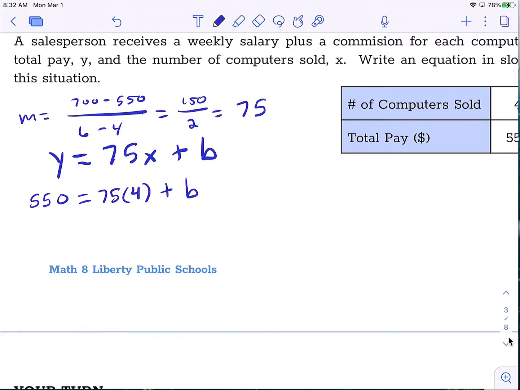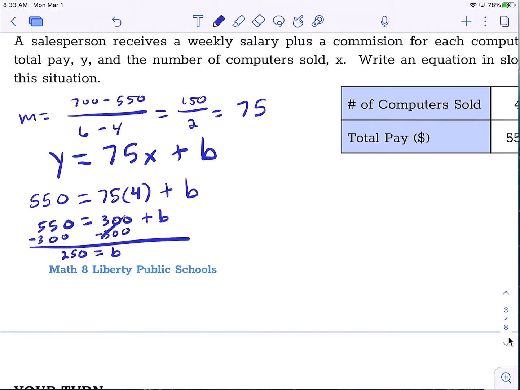I don't know what b is yet, but now look at what I have. I have an equation that has just one thing that we don't know. So now we're going back to 6th and 7th grade a little bit, and we're going to solve this algebra equation. The first thing I can do is take 75 times 4, so make sure you have a calculator with you. 75 times 4 is 300. Still got my plus b, and this is still 550. Now, how would I get b by itself? I have that positive 300. How would I get rid of that and move it to the other side? Remember, we would just subtract 300. So that would give me 550 minus 300 is 250.